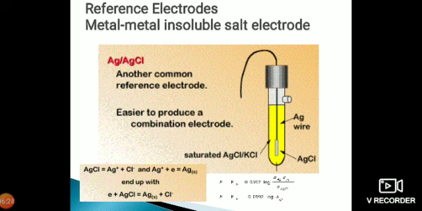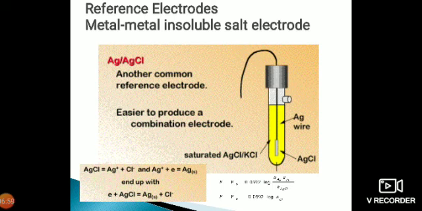The electrodes of this type consist of a metal M in contact with an insoluble salt of the metal, MX, and a solution containing the anion of the salt, X minus. An example of this metal-insoluble salt electrode is silver, silver chloride, Cl minus. The reaction we can write is AgCl giving rise to Ag plus Cl minus, and Ag plus electron giving rise to Ag.